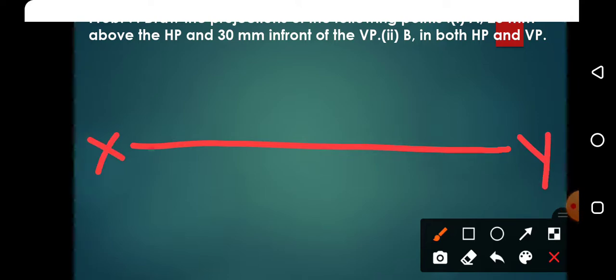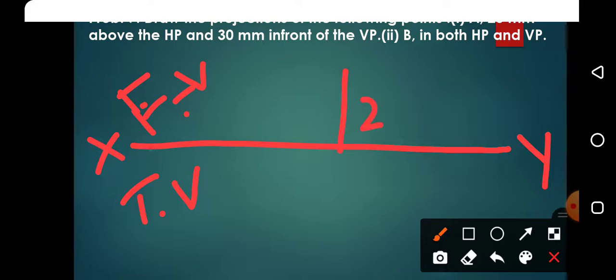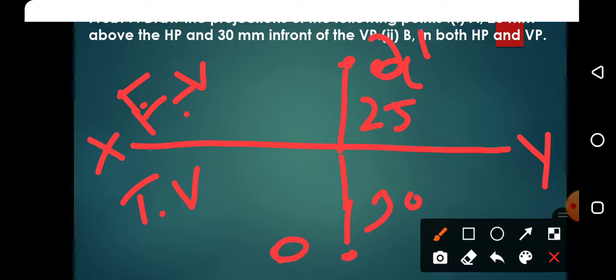See, 25 mm above the HP means, in the first quadrant, the front view falls above the XY line and the top view falls below the XY line. The point is 25 mm above the HP. Front view is always denoted by A dash, and the top view is 30 mm below the XY line, denoted by A. This is your solution for the problem.